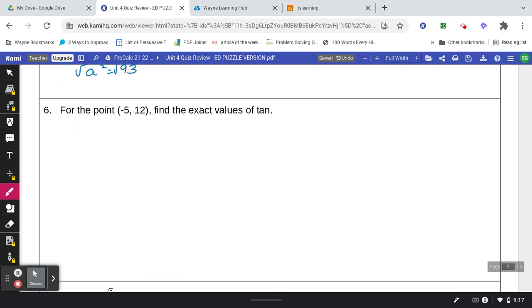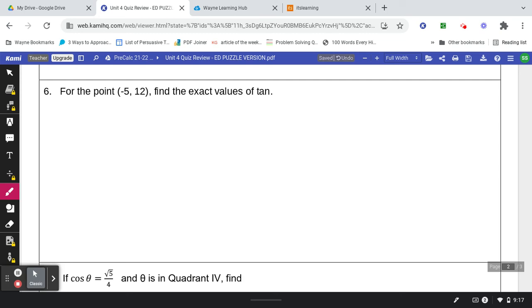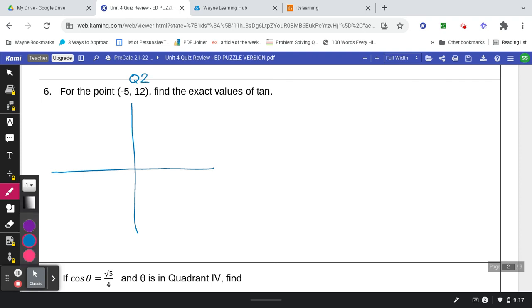Problem 6. For the point -5, 12, find the exact value of tangent. So we need to figure out which quadrant this is in. -5 in the x direction would be left. Positive 12 in the y direction would be up. That would make this quadrant 2. So I'll draw our triangle in quadrant 2. You go left, you go up, and back to the center. -5, positive 12. There's the theta.